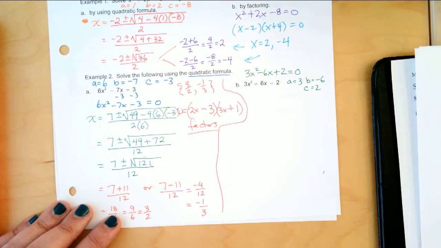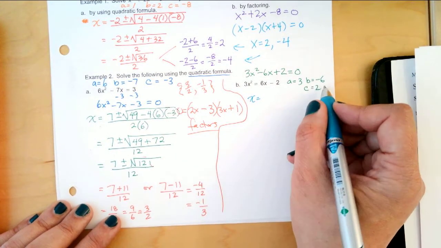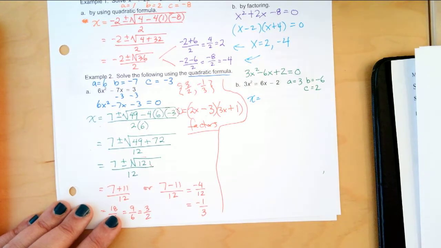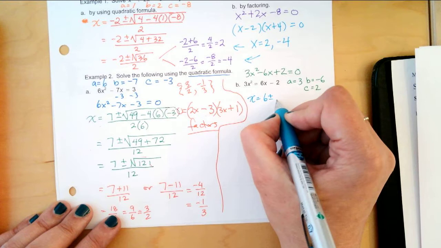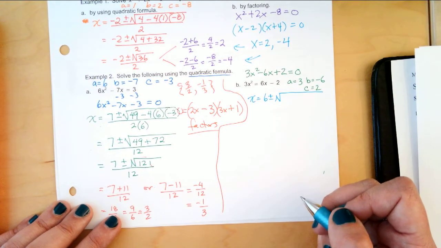Very good. Okay, now we plug it in. X equals negative B. Who can tell me what negative B is going to be? 6 plus or minus the square root of B squared. What's B squared?